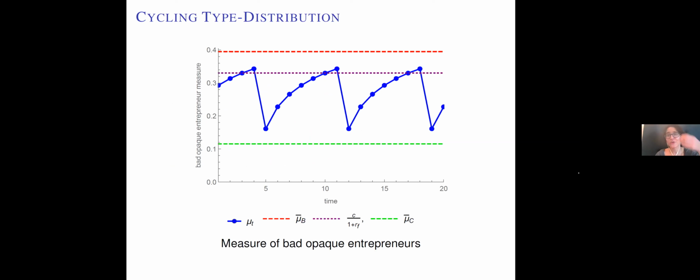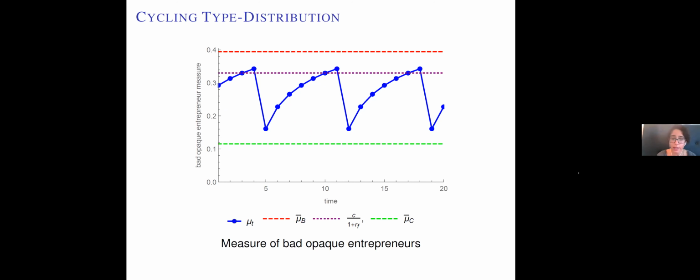So let me show you the first dynamic picture. It's a lot easier than going through the proof. On the x-axis is time once we've reached the ergodic stage. On the y-axis is the fraction of bad opaque entrepreneurs, which is the state variable of the economy. So I'm plotting the evolution of the state variable of the economy. And I have the two exact things that I talked about in the last slide here.